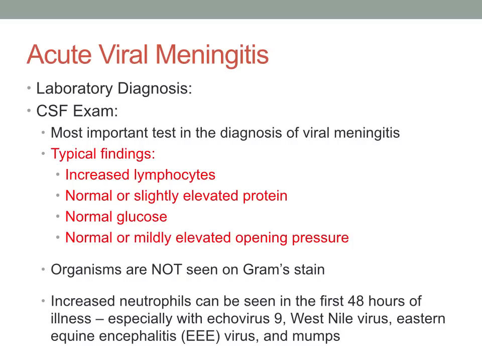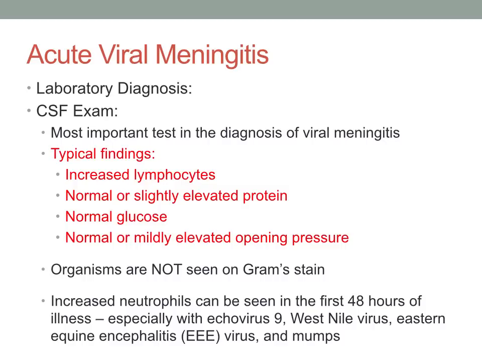Laboratory diagnosis, we're going to do a CSF exam again, so they're going to get a lumbar puncture. Here's the difference, okay? Now it says here it's the most important test in diagnosing viral meningitis. Same deal with bacterial meningitis. A CSF fluid analysis and culture is going to be the most important test here. Here are the findings. You have increased lymphocytes. Now that's different than bacterial meningitis because in bacterial meningitis you have increased neutrophils.